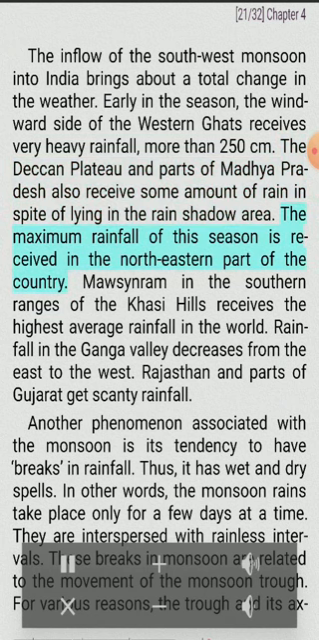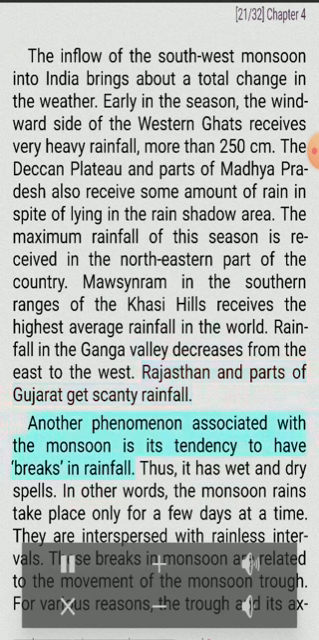The maximum rainfall of this season is received in the northeastern part of the country. Monsoon in the southern ranges of the Khasi Hills receives the highest average rainfall in the world. Rainfall in the Ganga Valley decreases from the east to the west. Rajasthan and parts of Gujarat get scanty rainfall.